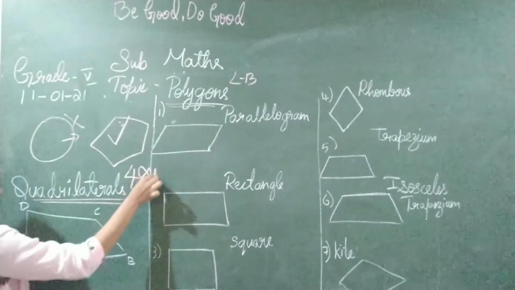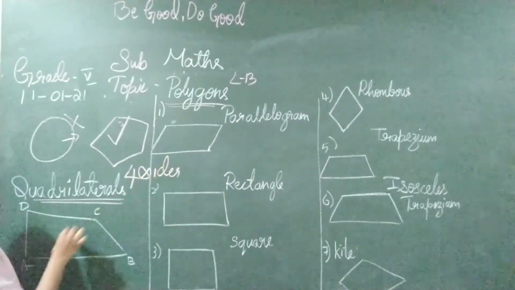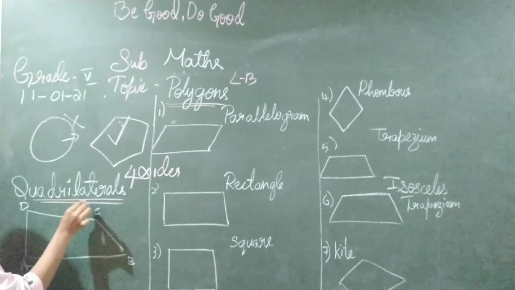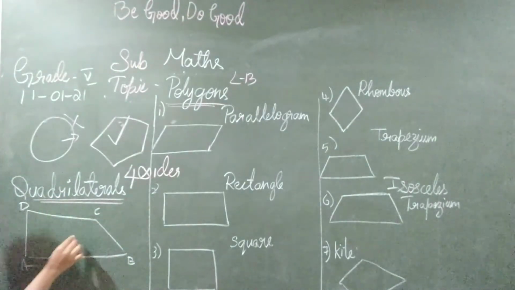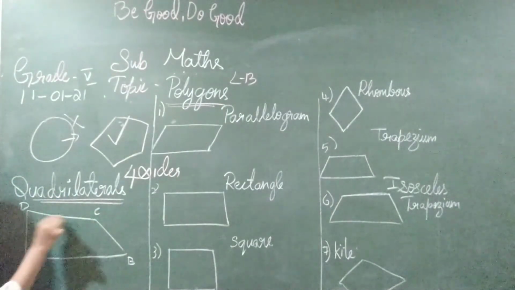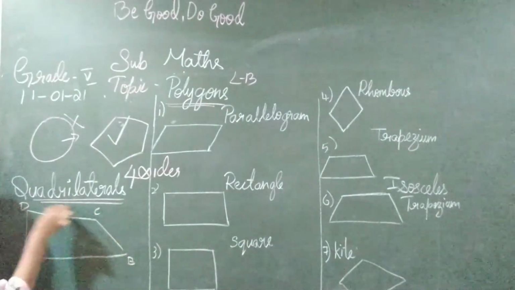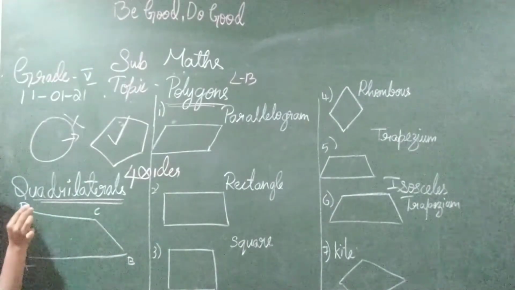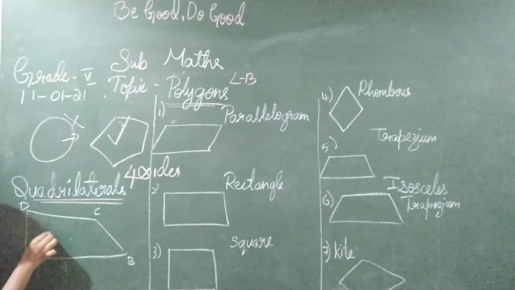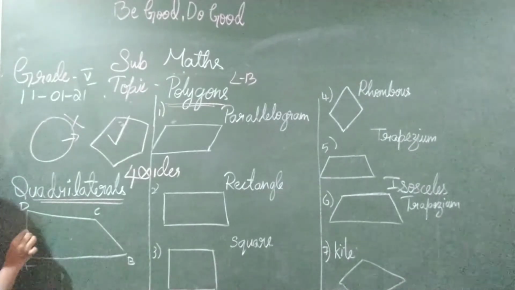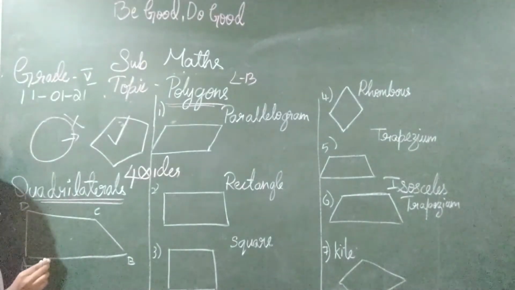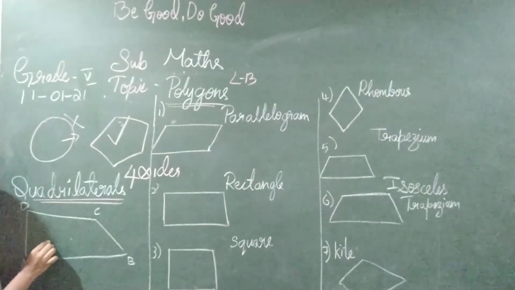Four-sided figures are called quadrilaterals. And one example I have given here. The figure ABCD has four sides, and hence it is a quadrilateral, and it is a polygon because it is closed. And how will you name this quadrilateral?